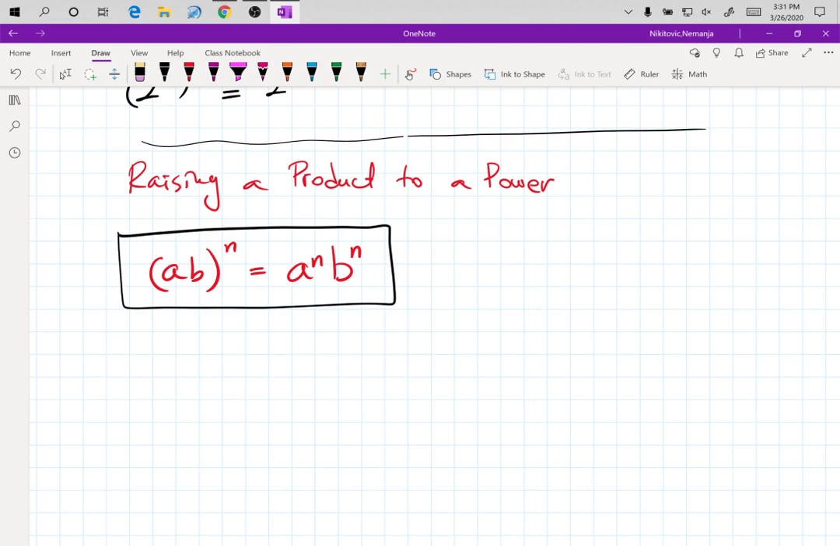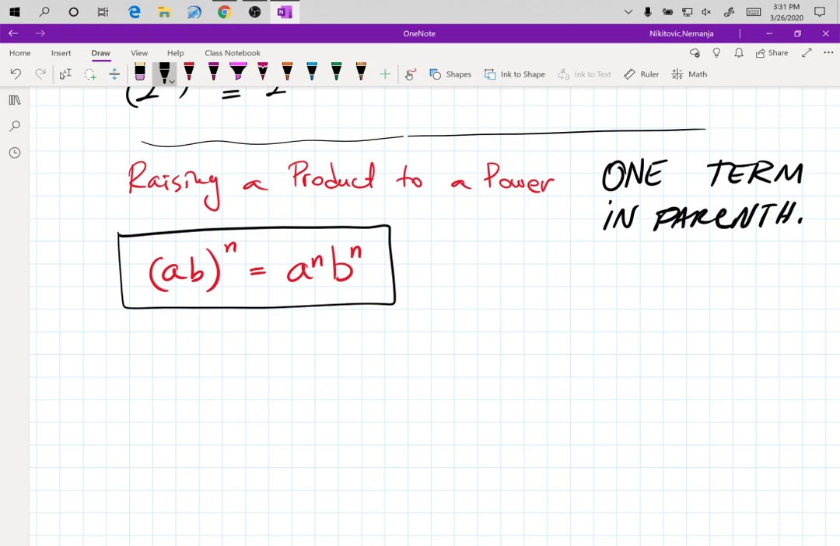Maybe I should write that here. One term in parentheses. So what are the examples? Well, the easy example would be xy cubed, which is x cubed, y cubed. That's an easy example.